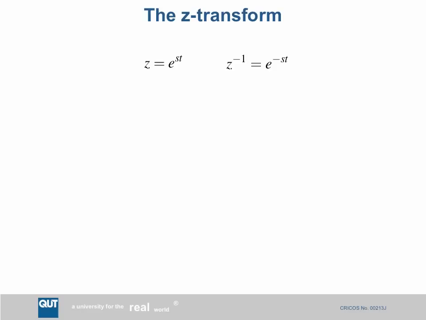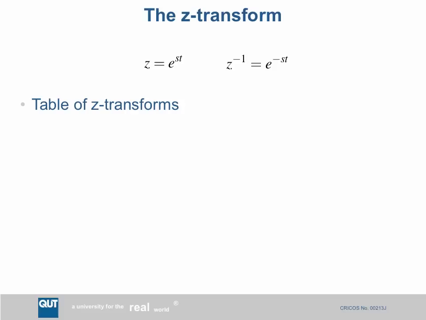This is a pretty unintuitive expression, but what it's saying is that delaying a signal in the Laplace domain using s is equal to e to the minus s times T. These are two ways of considering a delay. We can consider a delay as z to the minus 1, or we can consider it as e to the minus sT.